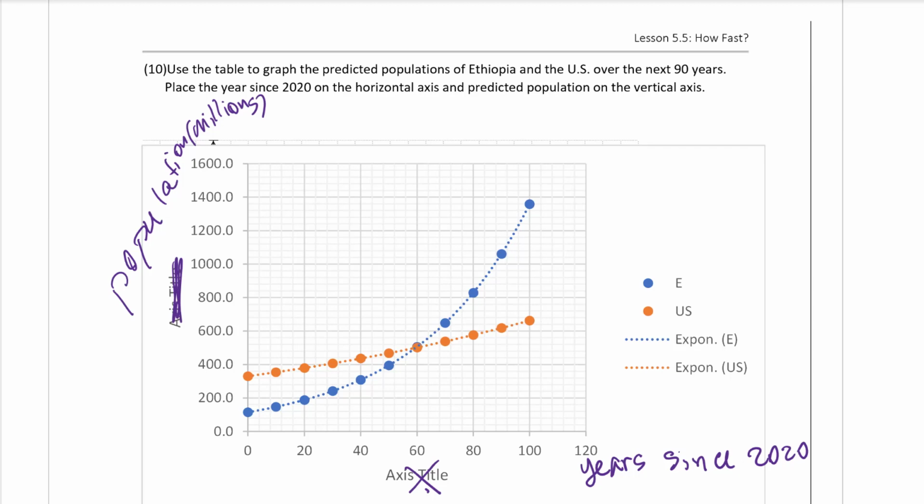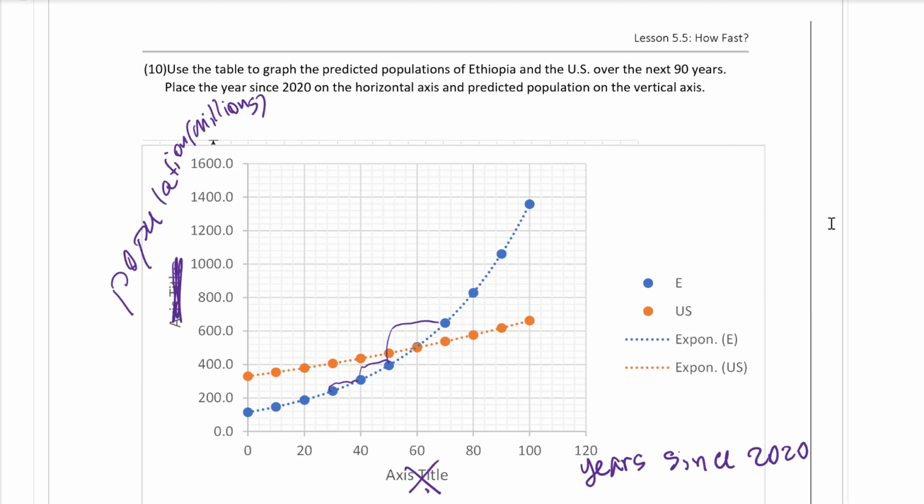And notice, they are both not lines. The US appears more linear just because it has such a low rate. But Ethiopia definitely does not appear linear here. You can see that it is curvy. And that tells us that the rate of change, so basically the slope, if we calculate the rise over run, is just getting bigger, bigger, bigger, and bigger.